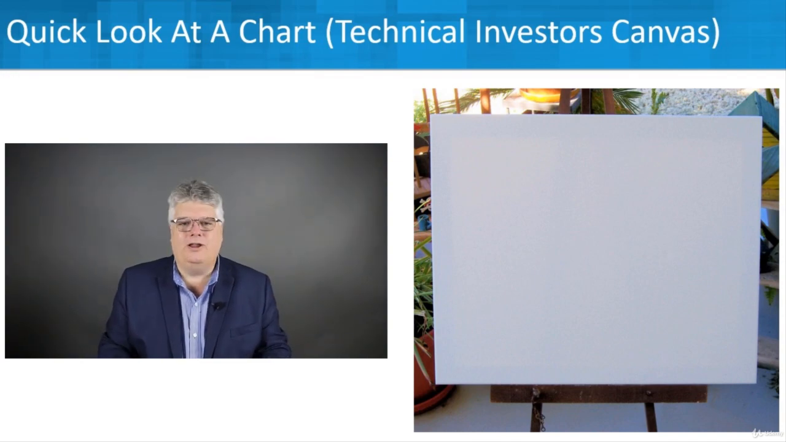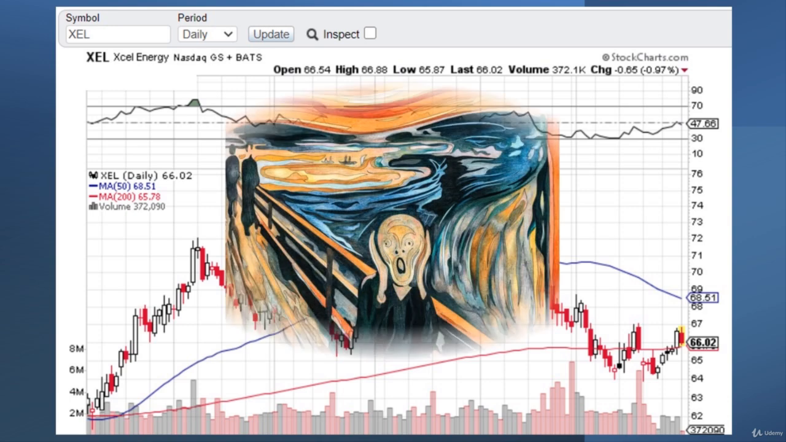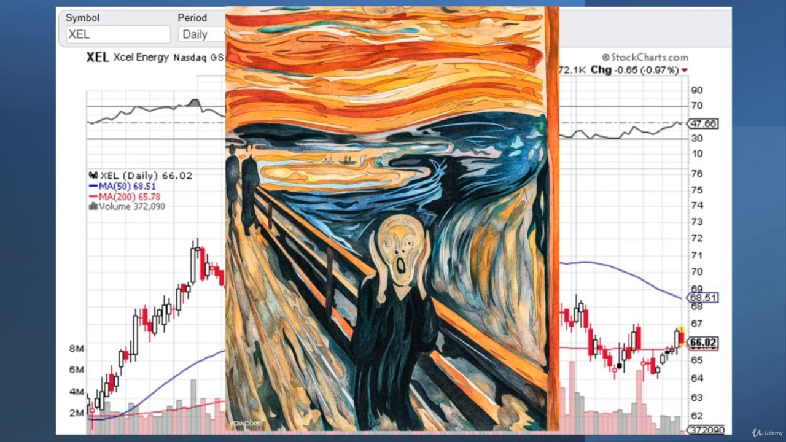So let's look at a chart here. This happens to be for a company called Xcel Energy, but it could be a chart for Bitcoin or anything. It could be any kind of chart, but I happen to use this one for demonstration purposes. Now, first you might look at this and scream, that's a lot of information. I have no idea what's going on. Seems pretty complex to me. Don't worry about it. We're going to walk right through all the different components.